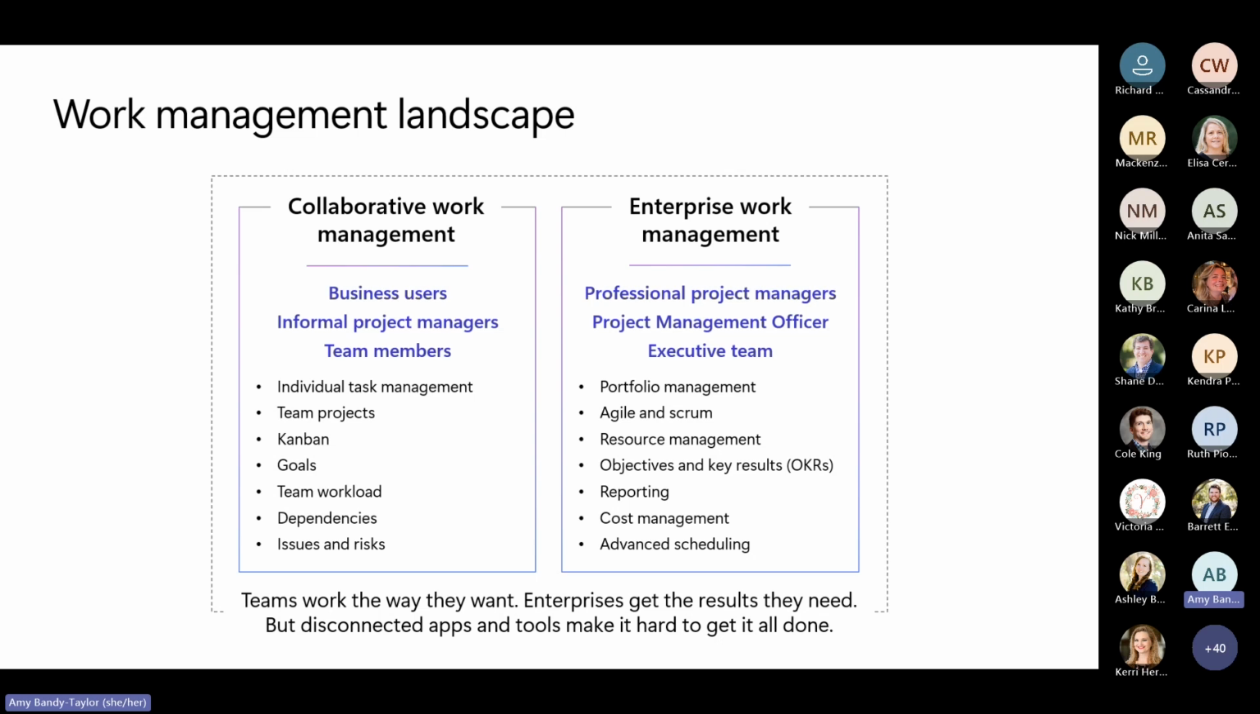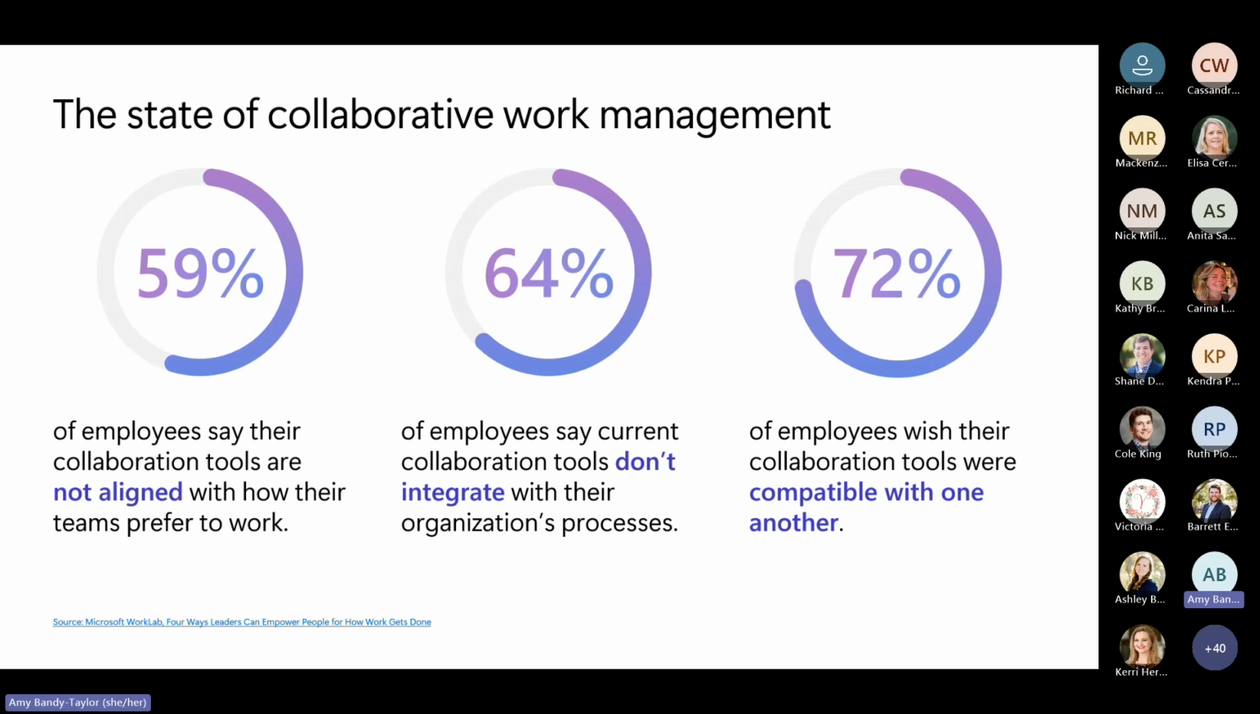That sort of heavy duty project management work is being done by those folks. And so you have these two different silos of people doing the same work, but in different ways with different tools. Each one is using a different tool, and when you're trying to work together, deciding which tool to use can cause rumbling, if you will. So what we've done, and we've got some statistics here: employees say that their collaboration tools are not aligned with how they work, they don't integrate with their organization's processes, and they're not compatible with one another. These are really important facets when you're trying to do work and figure out who's doing what.